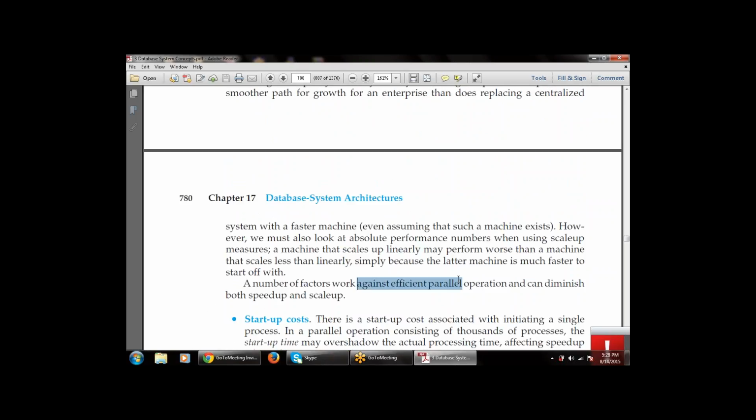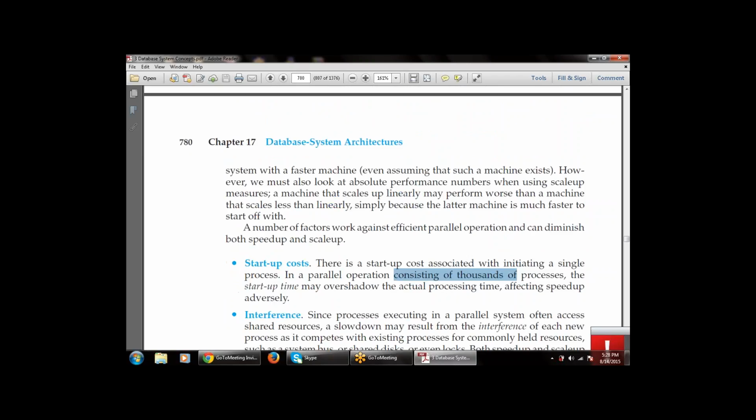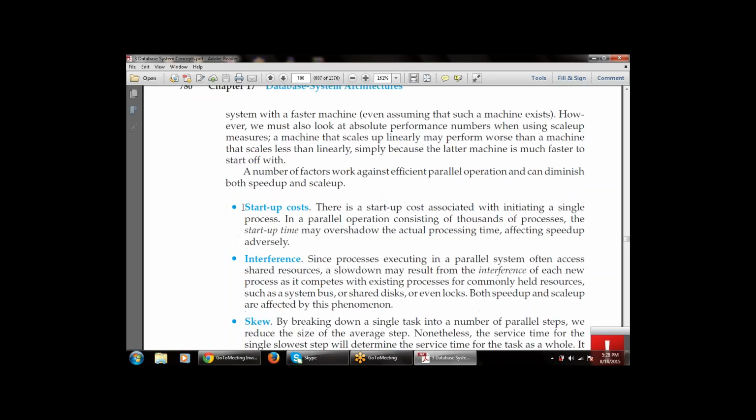There are a number of factors working against parallel operation that can affect the speed up and scale up. One is the startup cost. There is a startup cost associated with initiating a single process. In a single operation consisting of thousands of processes, the startup time may overshadow the actual processing time, affecting the speed up adversely. That is the startup cost.